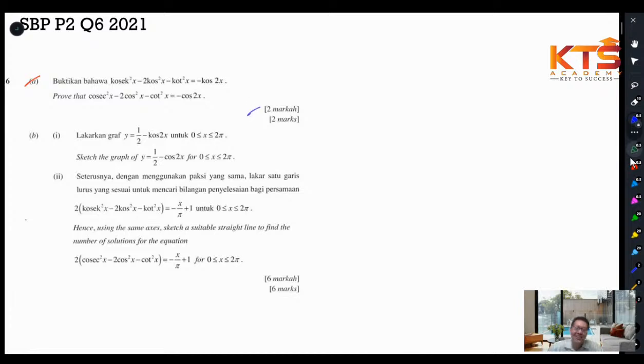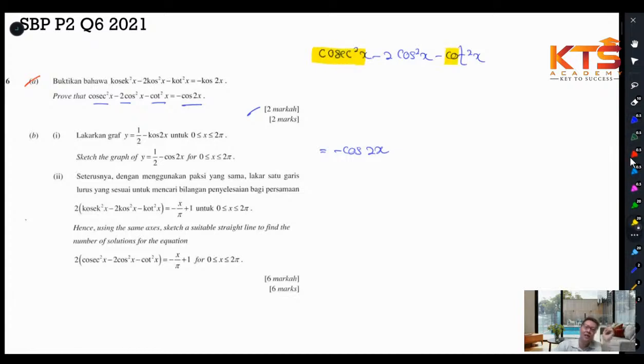Okay, so I will try to explain this again. This is a 2 marks question, and they asked us to prove this equals to this. Cosecant square x minus 2 cos square x minus cotangent square x. At the end, I want to get negative cos 2x. So what is the bridge? What information do we need to know? The basic thing is to relate this.